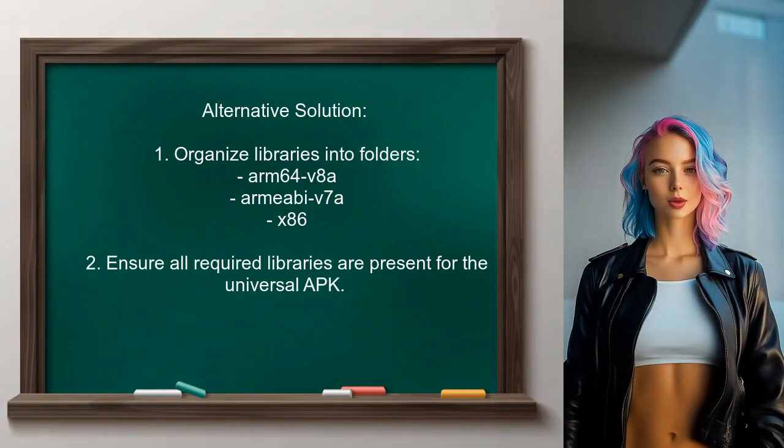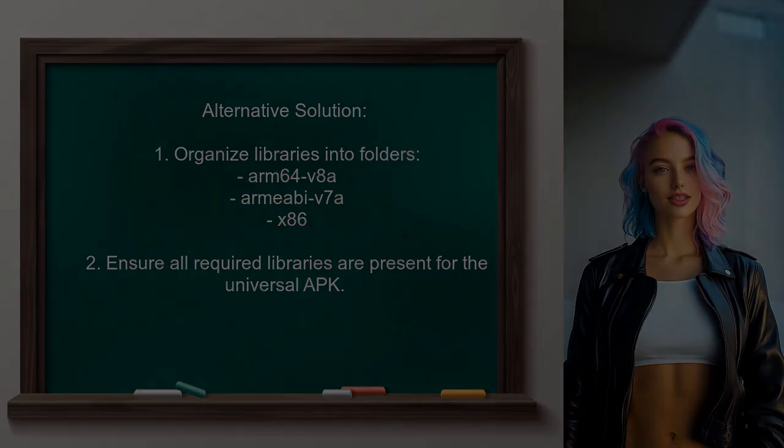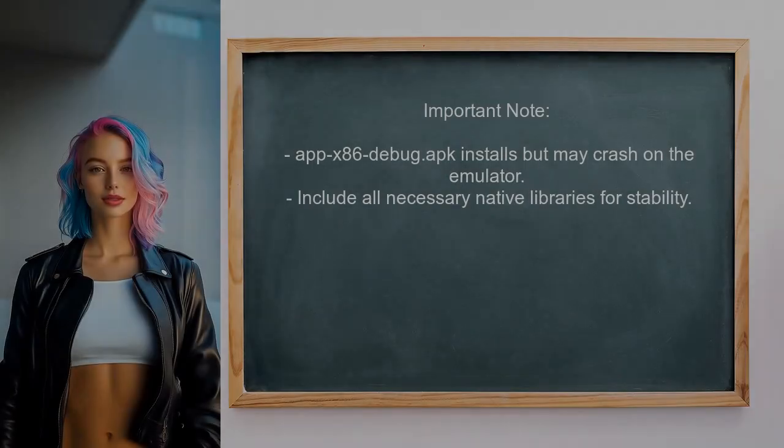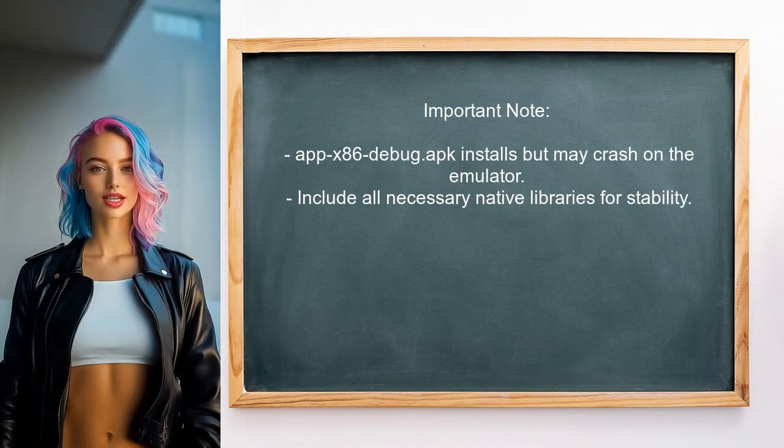An alternative solution from another user suggests organizing your libraries into specific folders. You should have folders for arm64-v8a, armeabi-v7a, and x86. If the x86 folder is missing, the Universal APK won't install properly. They also mention that while the app-x86-debug.apk installs without issues, it may crash on the emulator due to missing native libraries. So make sure to include the necessary libraries for compatibility.